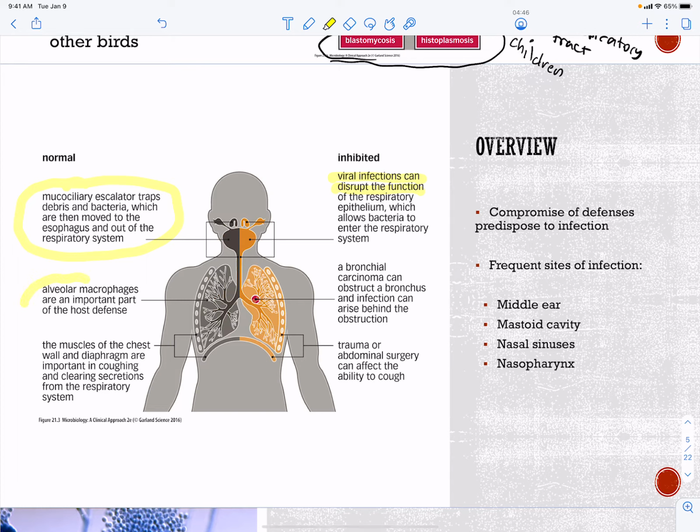There are also going to be macrophages, so our immune system is going to be part of the host defense system, and you can have obstruction that will lead to infections, such as an obstruction due to a bronchial carcinoma. Also, the action of your muscle cells pushing things out, your ciliated cells pushing out mucus, all of those are going to be very important in keeping your airways clear. And so any sort of trauma can also affect the ability of your muscles to allow you to cough, to dispel anything that is actually in your respiratory tract.